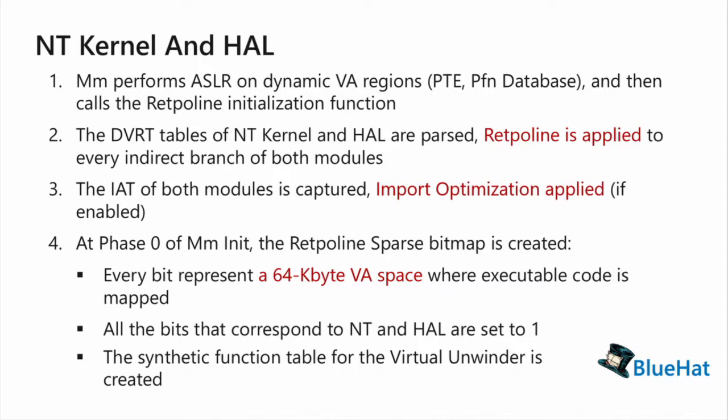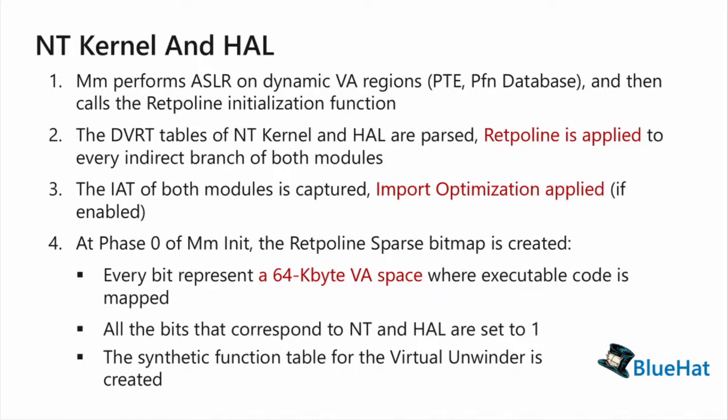After that, we capture the IAT of NT and HAL. As you probably know, both NT and HAL import from very few modules because they are the core of the kernel. And yes, we apply even import optimization. I need to let you know that at this point the bitmap doesn't exist because the memory manager has no idea how to create a sparse bitmap. This is not a big deal because the worst thing that happens is that if we call an indirect branch, we set up the IBRS. So it's not a big deal.